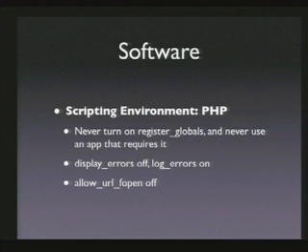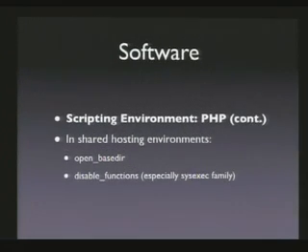Display errors should be off. Log errors should be on. Typically, by default, PHP displays its error messages in the browser. If you leave that on, that means that you can expose information about your environment. Things like directories, how your file structure is set up and things like that. You turn on logging, and that logs out to a file. You turn off allow URL fopen.